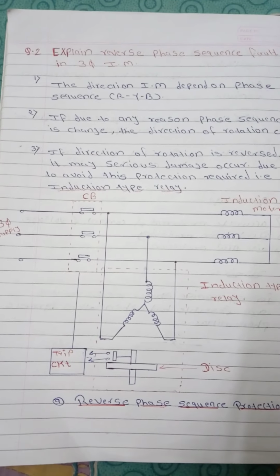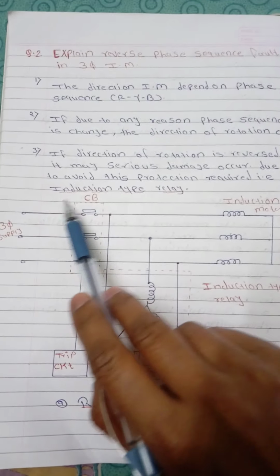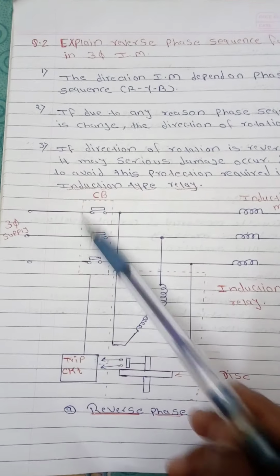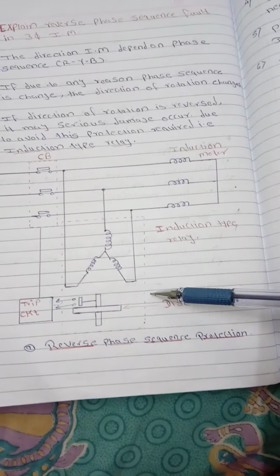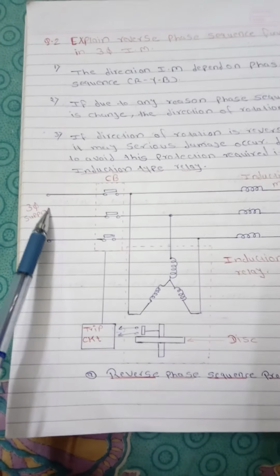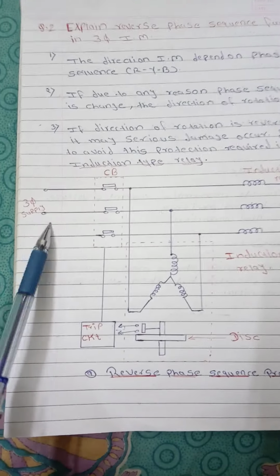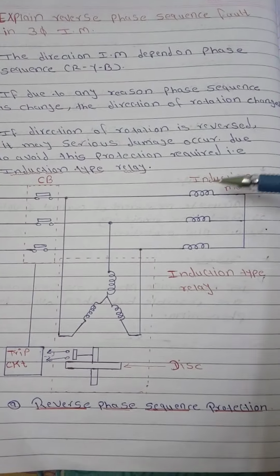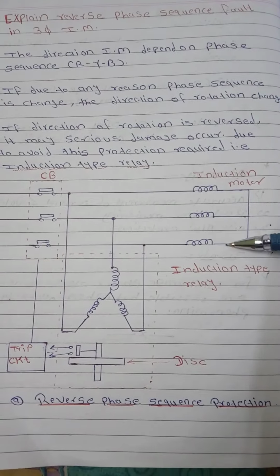To avoid this, we require the induction type relay for protection. Just look at this reverse phase sequence diagram. These are the three-phase supply RYB, which is connected to the circuit breaker, and this circuit breaker is connected to the trip circuit. These three phases are connected with the induction motor, and the induction type relay is used in this reverse sequence protection.